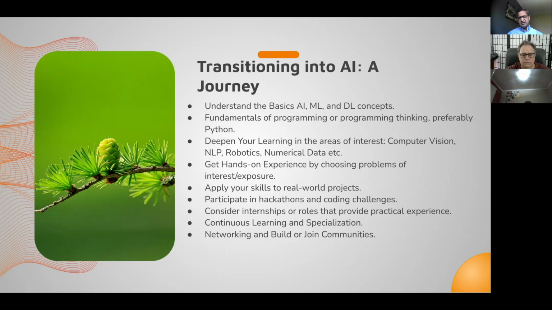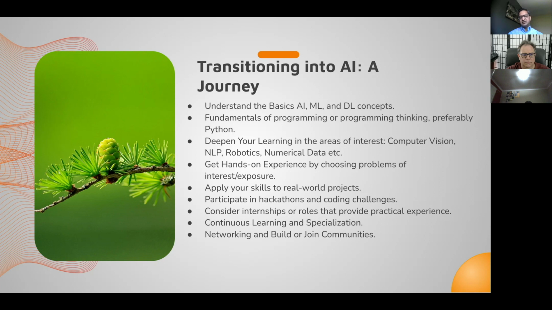And deepen your learning in the areas of interest. Choose which area you want to work: computer vision, natural language, robotics, numerical data, etc. If you want, you can give a try to a few of them, and you will come to know what you like and what you don't like. And get hands-on experience by choosing the problem of your interest and exposure. How to do that, I'll tell in later slides. And apply your skills to real world projects. Don't just do academic or toy projects. And it's much easier to do than what you can imagine.